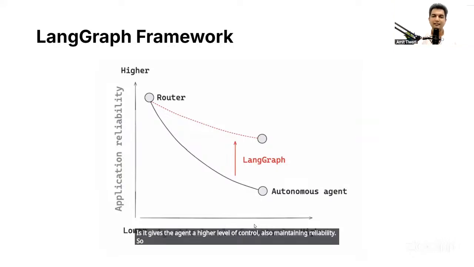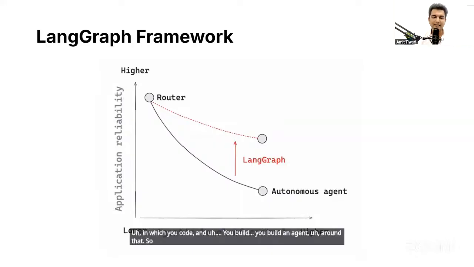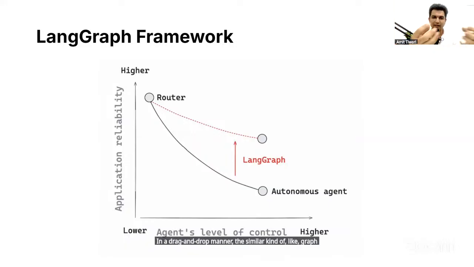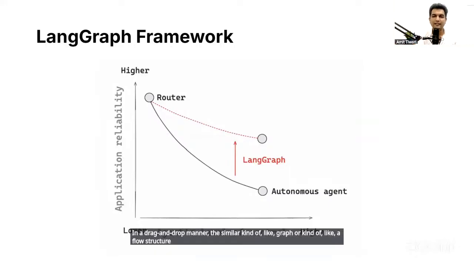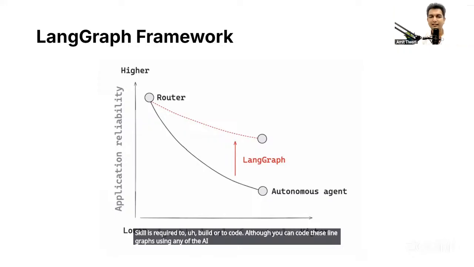It provides a graph type of structure in which you code, and you build the agent around that. Whatever we did in Relay in a drag and drop manner, a similar kind of graph or flow structure or workflow, we will design with coding in a very intuitive way. That means not very much skill is required to code. Although you can also code these LangGraphs using any AI tool, like ChatGPT, Gemini and all.